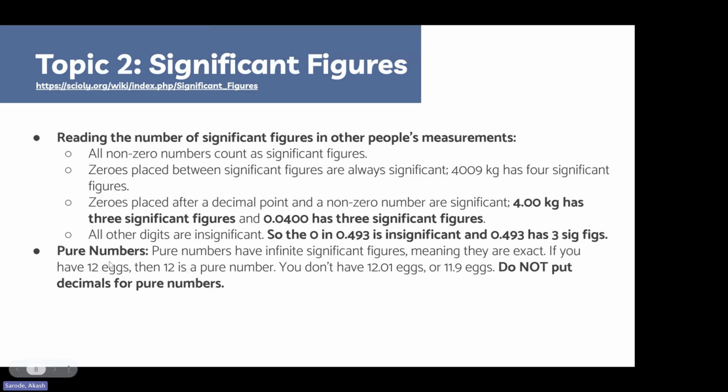There is a concept called pure numbers where you're dealing with a whole number of objects. So like let's say you're counting how many eggs are in a basket. You can't have a decimal number of eggs.